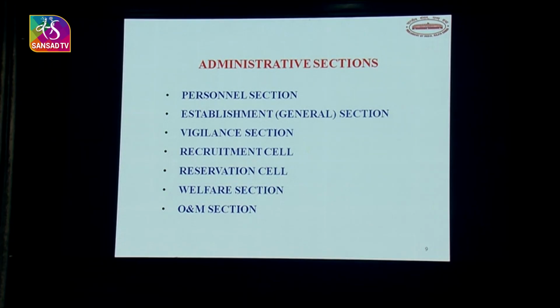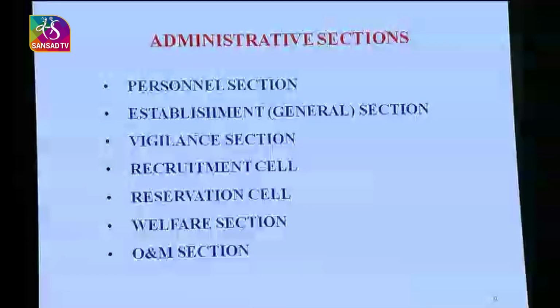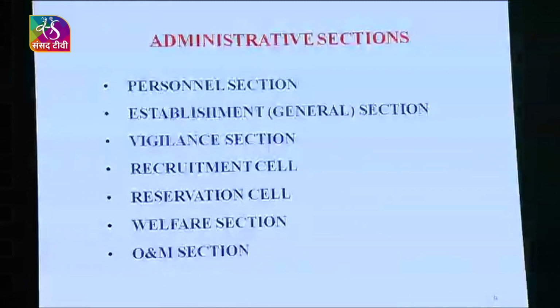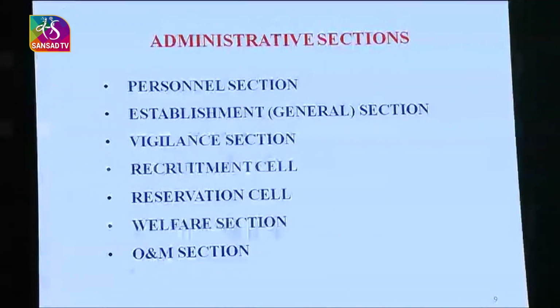These are the other administrative sections within the secretariat which normally would not have much of an impact on the members, but nevertheless, just a run through on the administrative sections. We have a personnel section for the employees and officers, the establishment general section, the vigilance section, the recruitment cell, the reservation cell to ensure that the reservation policy is being followed. Welfare section again deals with the welfare of the officers and the staff, and the business processes are being handled by the O&M section.